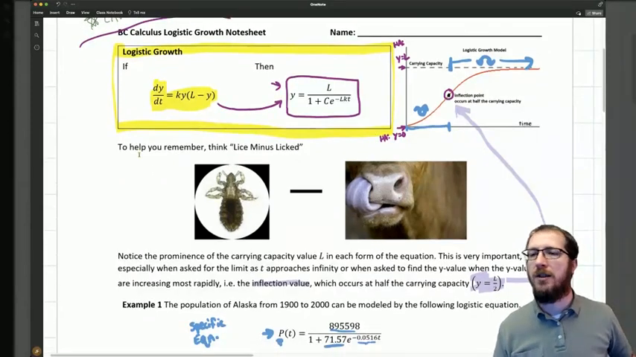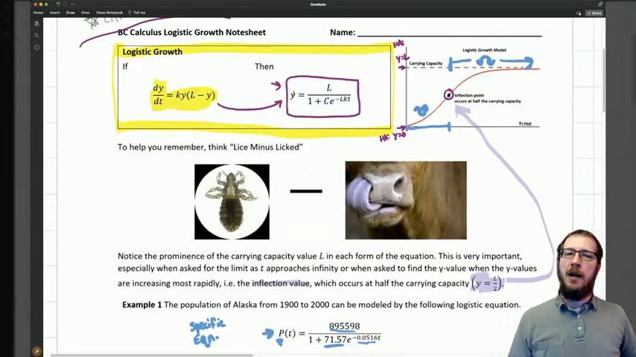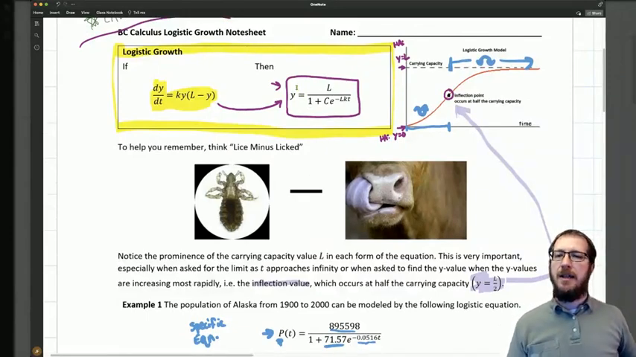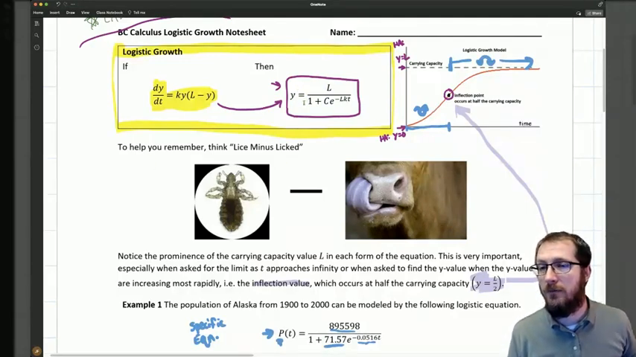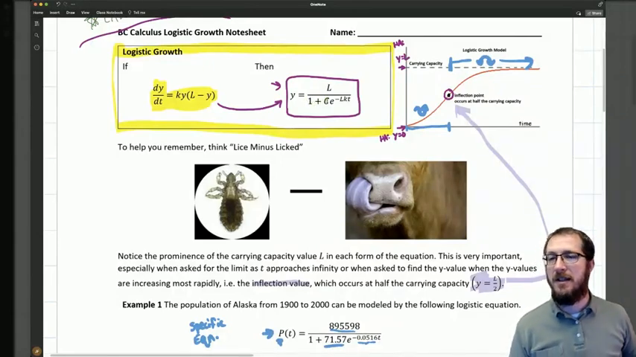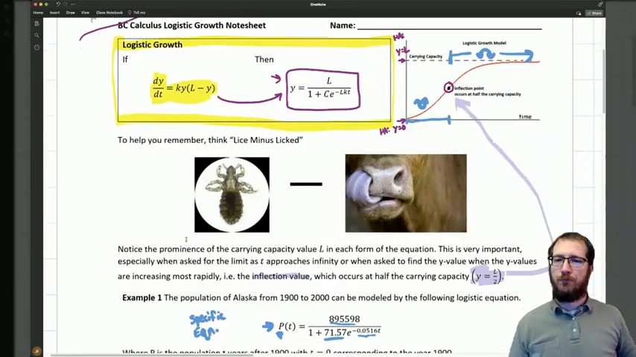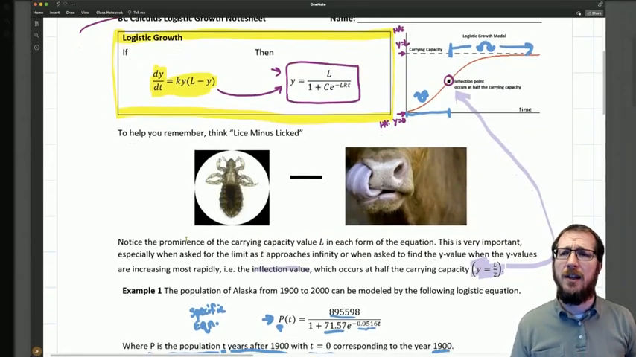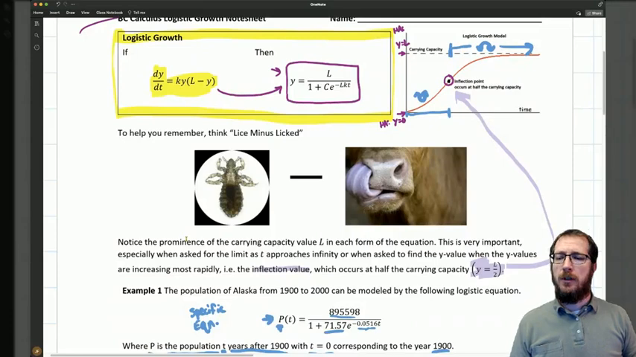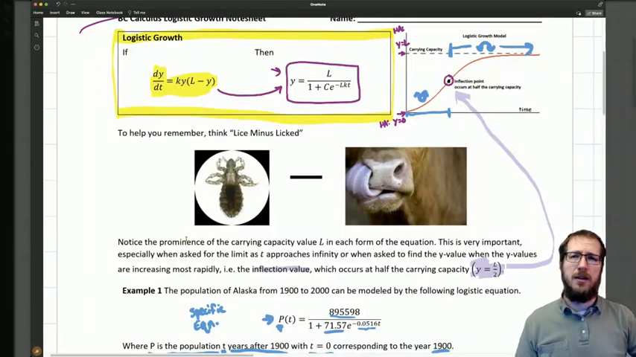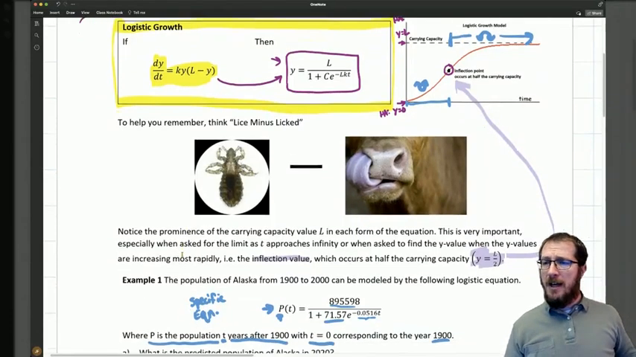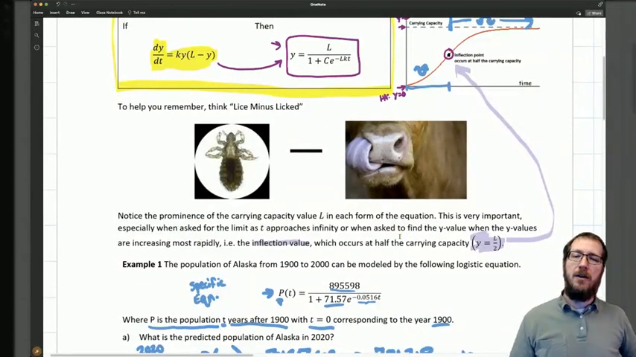All right, so to help you remember this function, y equals L over 1 plus C e to the negative LKT, think "lice minus licht." So L over 1 plus C, E, and then to the minus LKT, because you're going to need to know this function. It's slightly different than probably the logistic function form that you learned in pre-calculus or maybe Math 3. All right, so notice the prominence of the carrying capacity value L in the form of the equation.